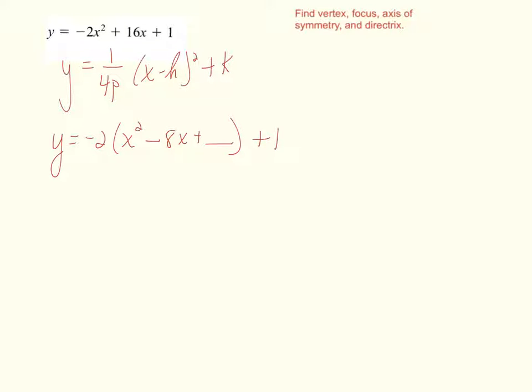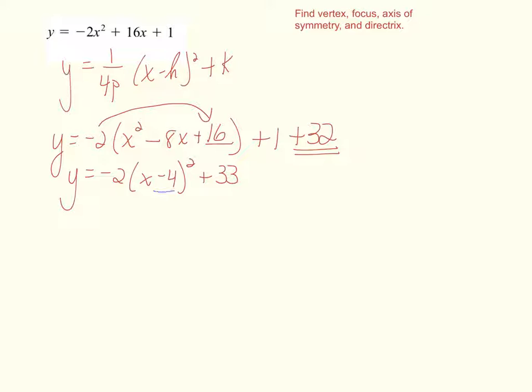And then because I'm on the same side of the equation, I'm going to do the opposite. So if I add 8, I subtract 8, because I want the quantity to equal 0 at the end. So I'm going to do 8 divided by 2 is 4, so squared is 16. And that means that I actually added negative 32 because this 2 applies to that 16. So negative 2 times 16 is negative 32. So I actually have to add positive 32 in order to cancel that out. Because again, I'm not changing the equation, I'm just changing the way that it looks. So I'm going to do y equals negative 2 times x minus 4 squared plus 33.